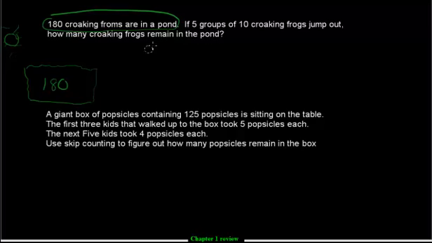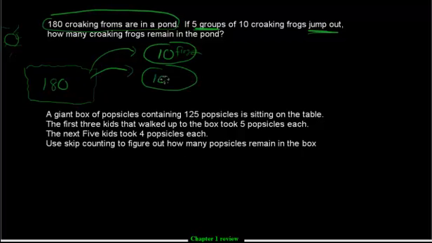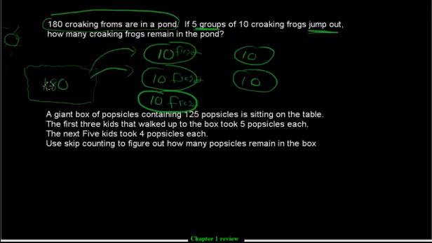And what ends up happening is 5 groups of 10. What does that mean? Well, groups are just groups, right? So we have frogs jumping out, 5 groups of them. How much is in each group? There's 10. So here's the first group, there's 10 frogs. Here's the other group, another 10 frogs. And we have 5 of these groups. So we're going to figure out how many croaking frogs remain in the pond after they all jump out.